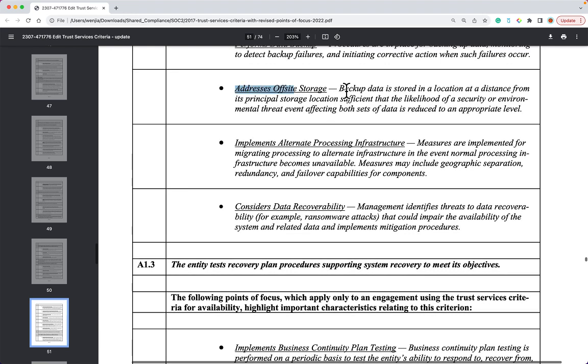Now, this point addresses offsite storage. So, backup data is stored in a location at a distance from its principal storage location, sufficient that the likelihood of security or environmental threat event affecting both sets of data is reduced to an appropriate level.